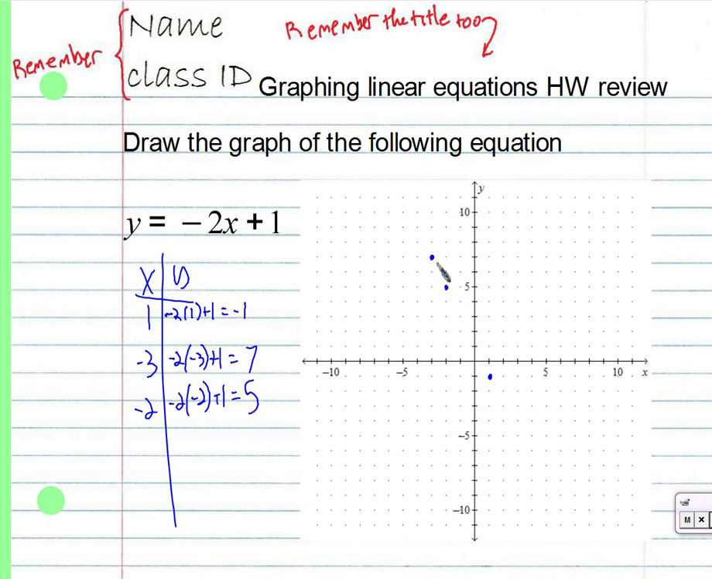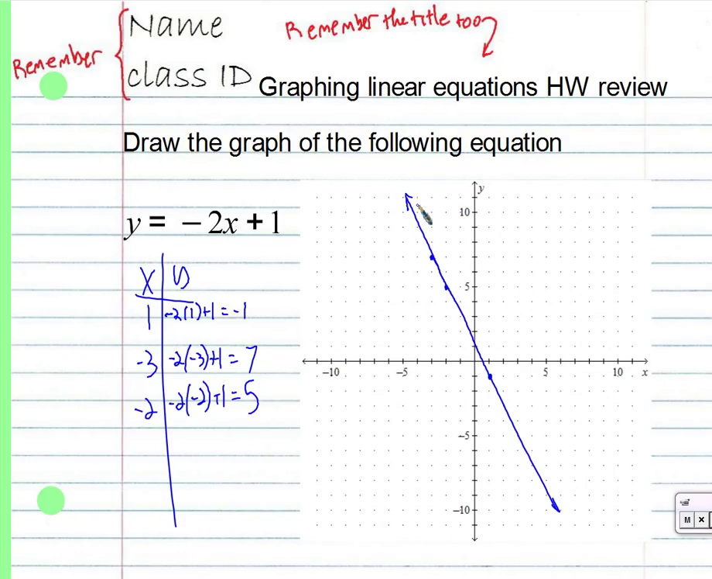So we'll just go ahead and connect. And then we're going to talk about how can we be so sure that this equation here is going to make a line as opposed to a curve. Looking for some kind of a pattern, some kind of something predictable that would tell us that this equation is going to lay down points in such a way that it'll make a line.